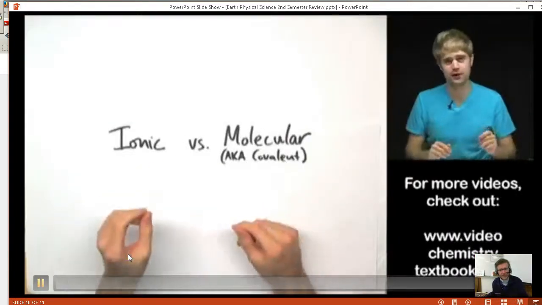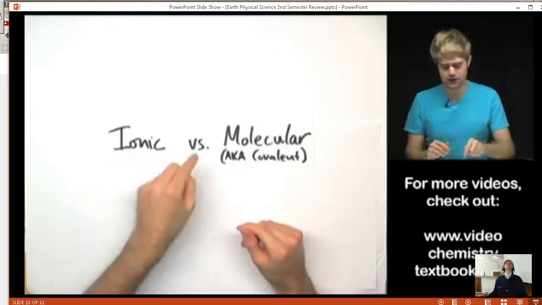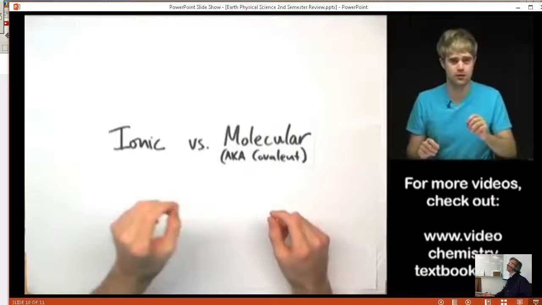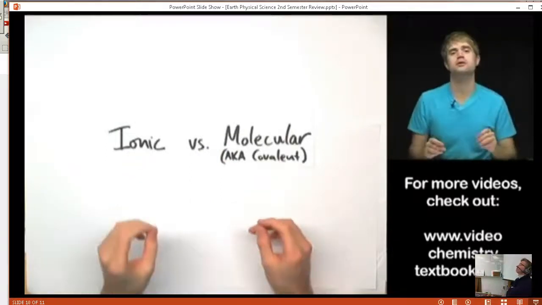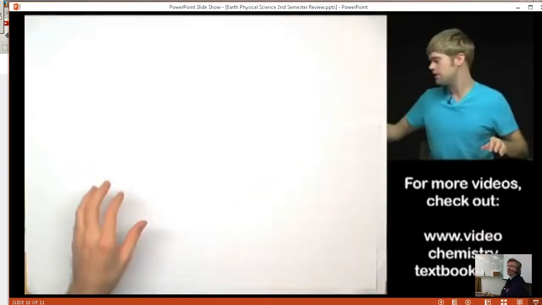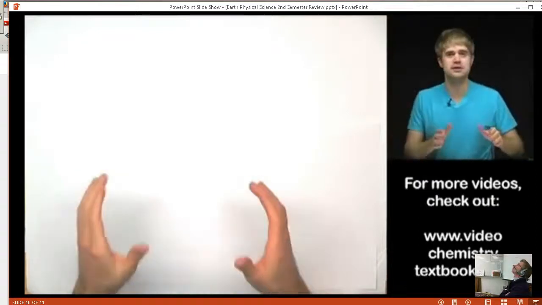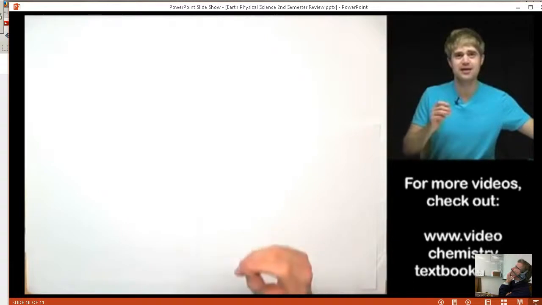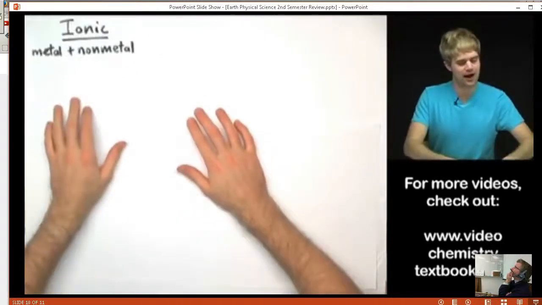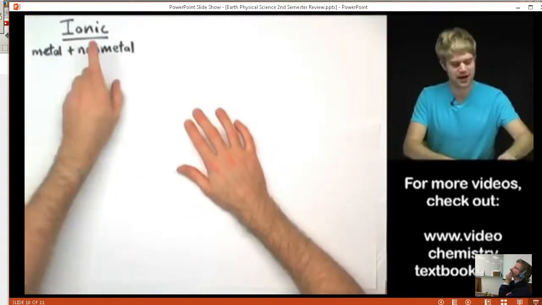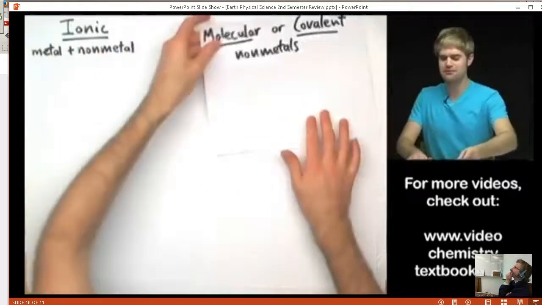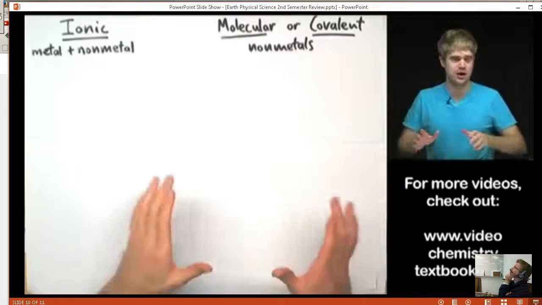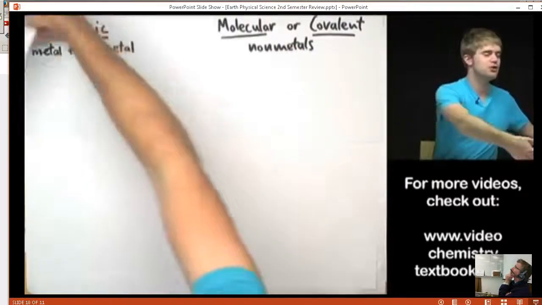In this video, we're going to look at compounds that are ionic versus compounds that are molecular, also known as covalent. We'll learn how you can tell them apart based on their formulas, and then we'll look at some important differences between them. So, how can you tell whether something is ionic or molecular? Well, it depends on the elements that make them up. So, ionic compounds are made of metals and nonmetals, whereas molecular, also known as covalent compounds, are made of only nonmetals. Let's do a couple practice problems to work on this.